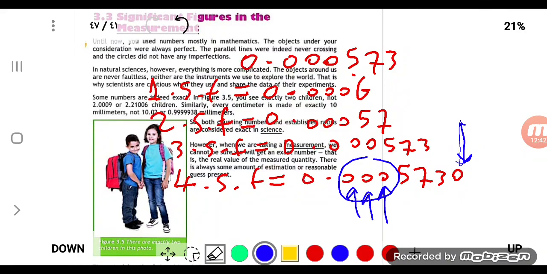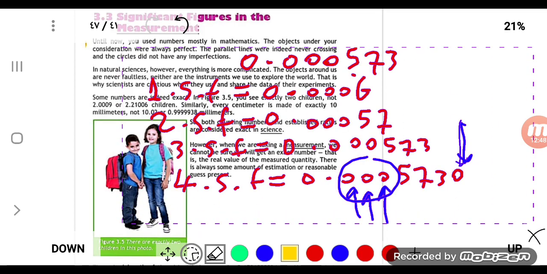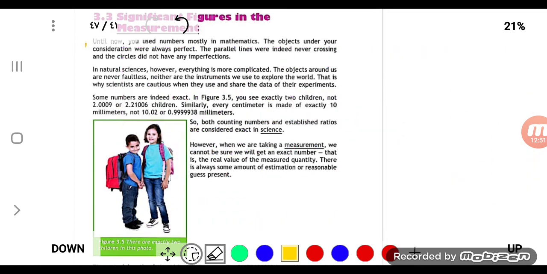Of course, this is not everything about significant figures. It has many other explanations. We will try to talk about them in another video.